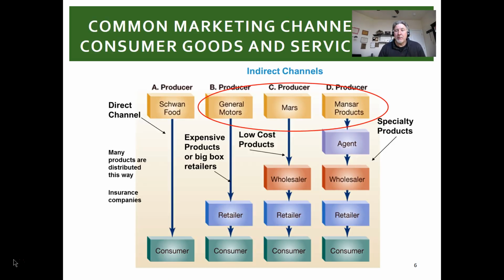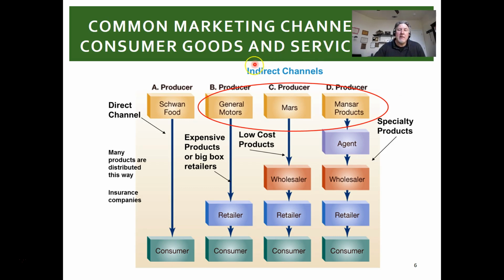So if we look at the B2C, you have a direct channel here on the left-hand side, as you can see. So you have Schwan Food, you can go direct to consumer. Many products are distributed this way, as we talked about, like wine is one of them. And very much a lot of niche products that we see, small-scale custom type of products.